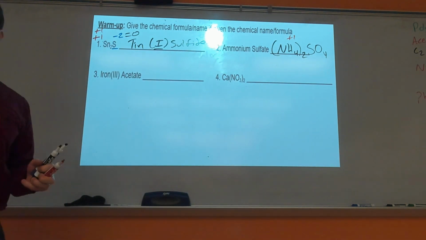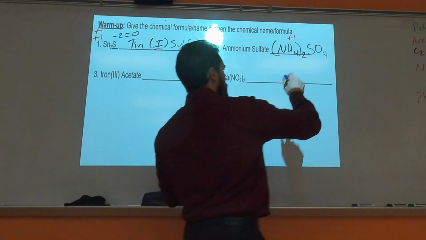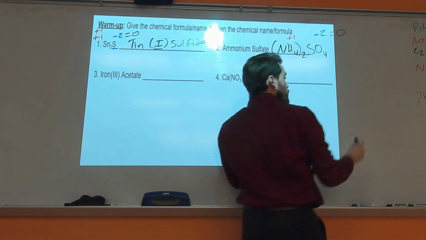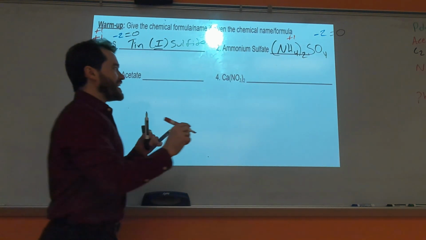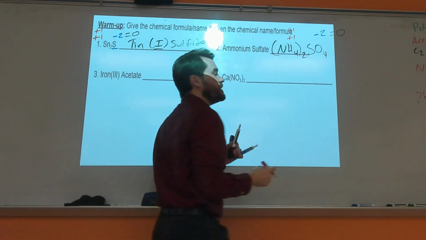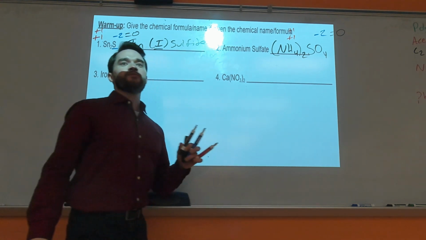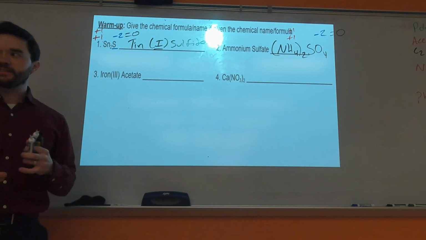Now we're paired up with sulfate. Sulfate's got a -2 charge. And remember, charges have to add up to 0. +1 and -2 does not equal 0. Right? So I need a second +1 for us to add up to 0. That is why it's (NH4)2. That's why you have that 2 there. All right, we seeing that?